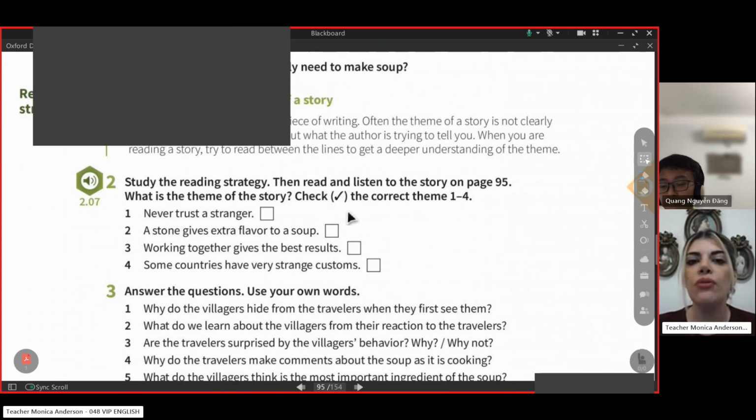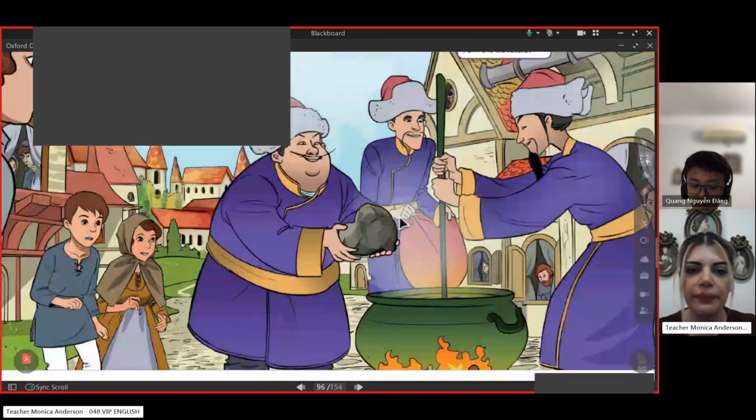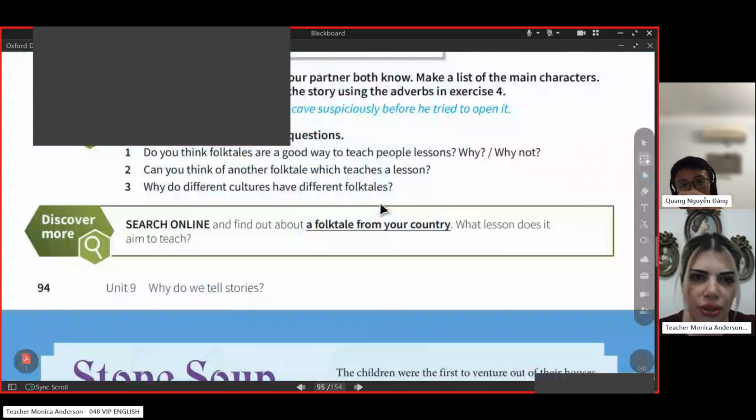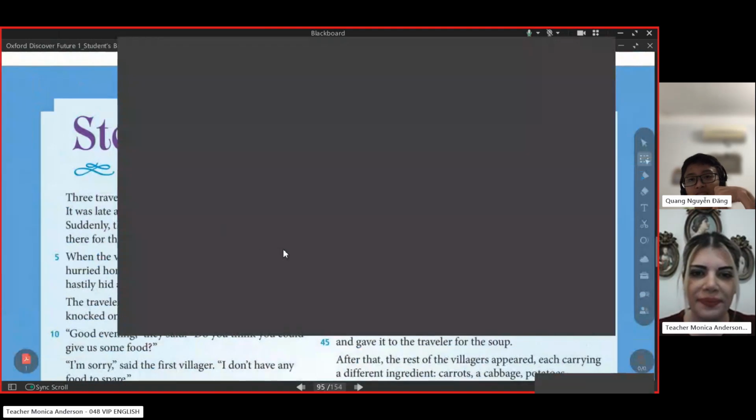Now, we want to listen to this audio track, okay? And of course, we're going to read the story and listen to it. What is the theme of the story? Check the correct theme. Okay, so let me open it. This is the story and let me play the story. This is 95. Just wait. Okay, are you ready? Yeah. So let me play.